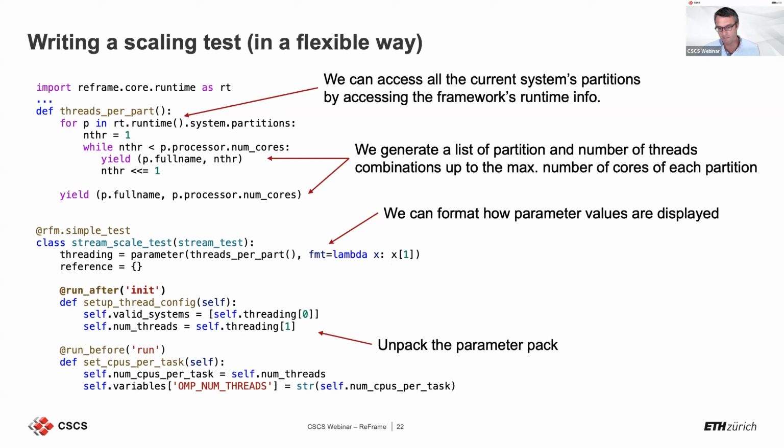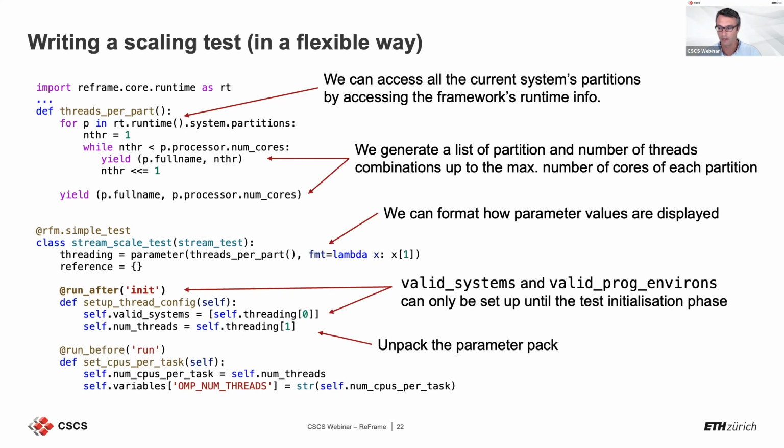And we unpack that parameter pack. And with that, we set the num threads, which is the second part of the tuple. And then we also set the valid system, because we get the system partition. So we scope that this configuration is for this specific system. I know it's a bit heavy, this one, if you haven't seen ReFrame at all before, but it's very useful. And I'm going to show how it shows in practice.